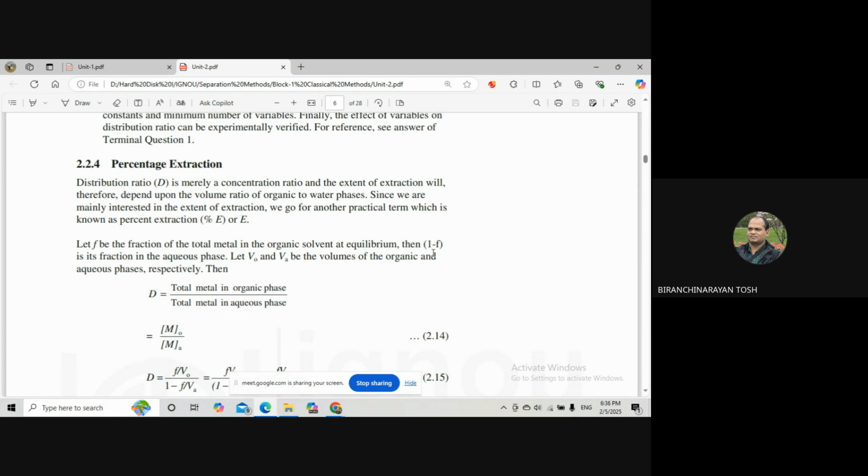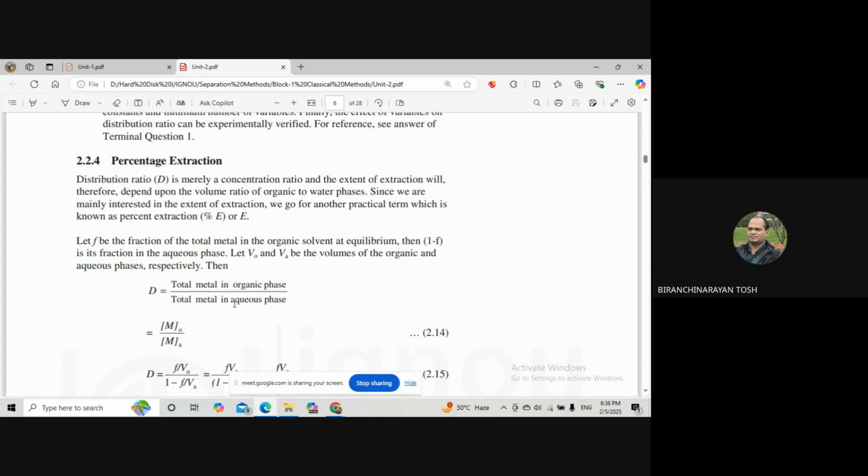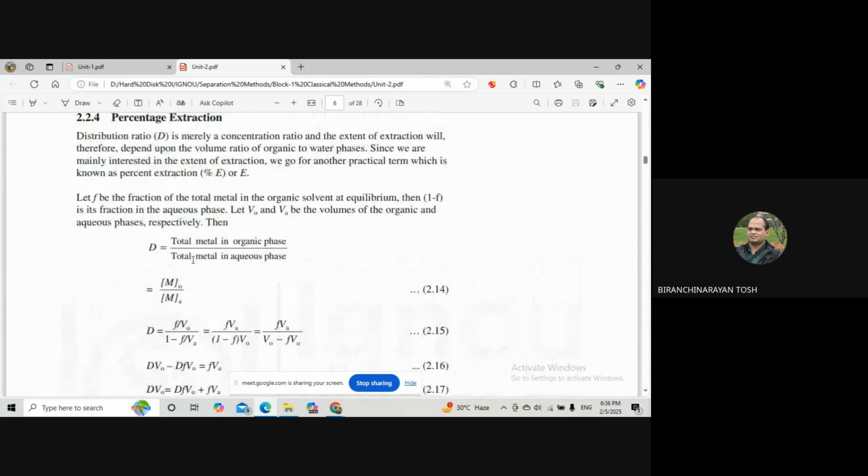Then 1 minus F is its fraction in the aqueous phase. Let VO and VA be the volumes of the organic and aqueous phases respectively. Then D will be equal to the total metal in the organic phase divided by the total metal in the aqueous phase, the concentration of metal in the organic phase divided by that in the aqueous phase. The concentration of metal in the organic phase is the fraction of the total metal divided by volume, so F by VO, whereas the concentration of metal in the aqueous phase is (1 minus F) by VA.